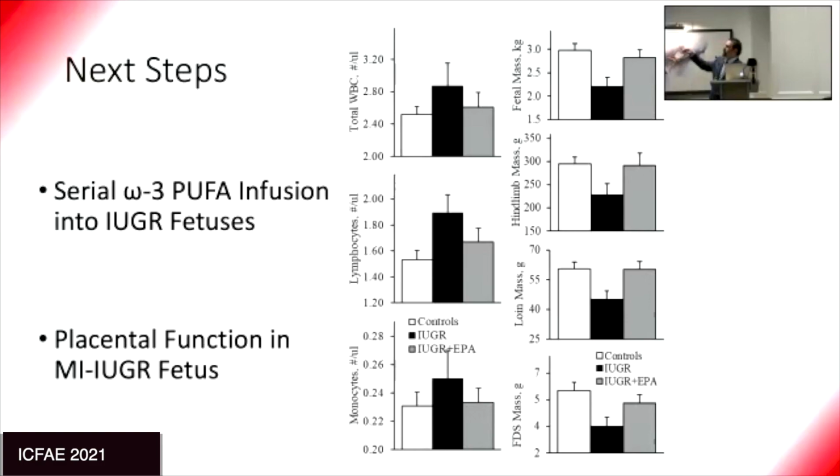Our early returns show that we're being able to reduce the circulating white blood cells, including the monocytes, and we're recovering some fetal growth, and also the muscle-specific growth in those fetuses as well. This is a proceedings paper, Megan.